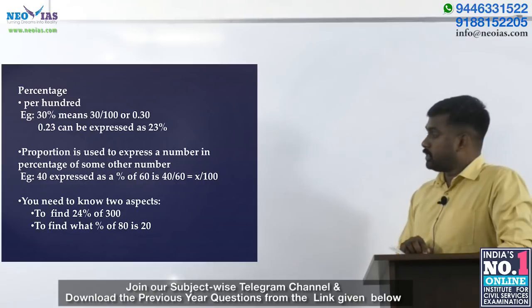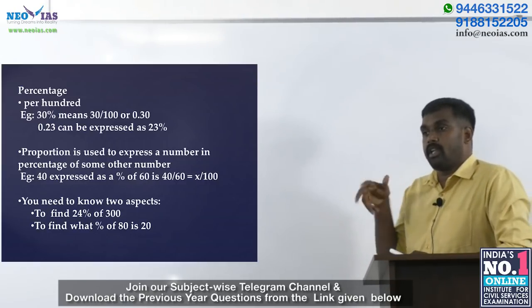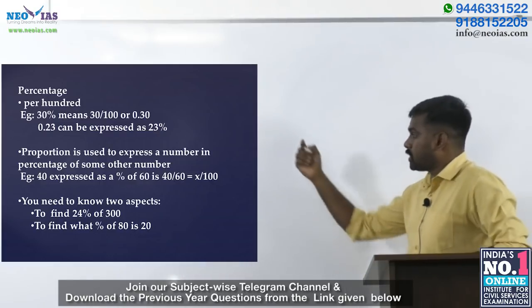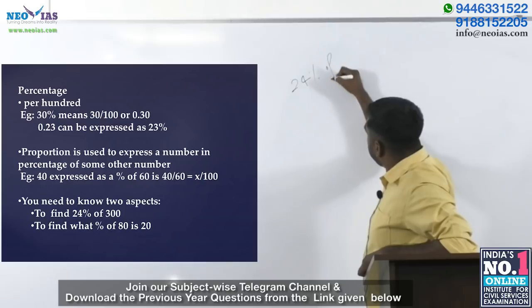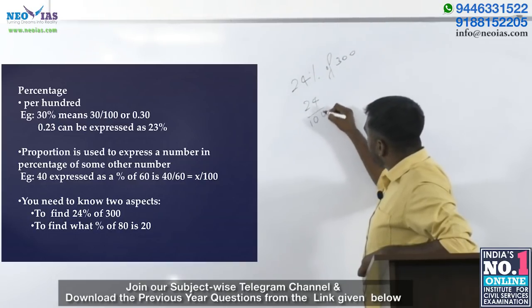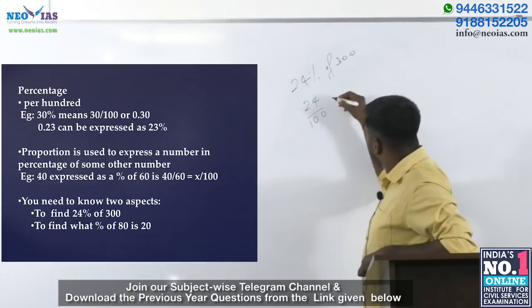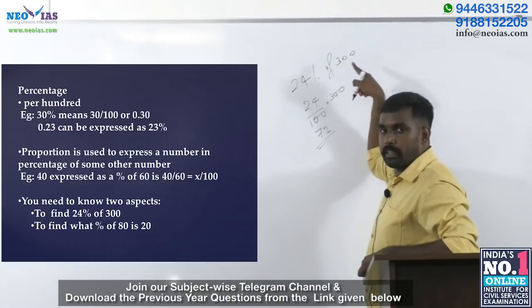So in the case of percentage, the first thing you need to know is that you need to find some percentage of some value. For example, 24% of 300. 24% of 300 means what? 24 by 100, isn't it? That is per 100, into 300, that is 72. This is the first idea, the first method of calculation.